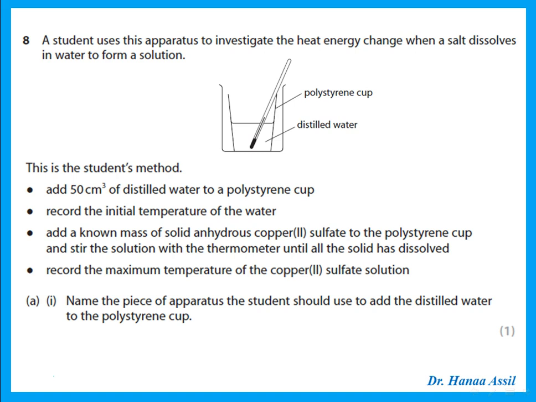The first question says, name the piece of apparatus the student should use to add the distilled water to the polystyrene cup. What does he need to add? He needs to add 50 centimeter cubed of distilled water. When we say 50 centimeter cubed, that means we don't need it to be really exact. He did not say 50.0. If he said 50.0, then we would say we will need a burette or a pipette to add the water. But he said 50. Just 50 means about 50, and that means we can use a measuring cylinder. Remember, measuring cylinders are not as accurate as burettes. We need a burette if he's saying he needs 50.0. But here it's just 50 centimeter cubed, so we can just say measuring cylinder.